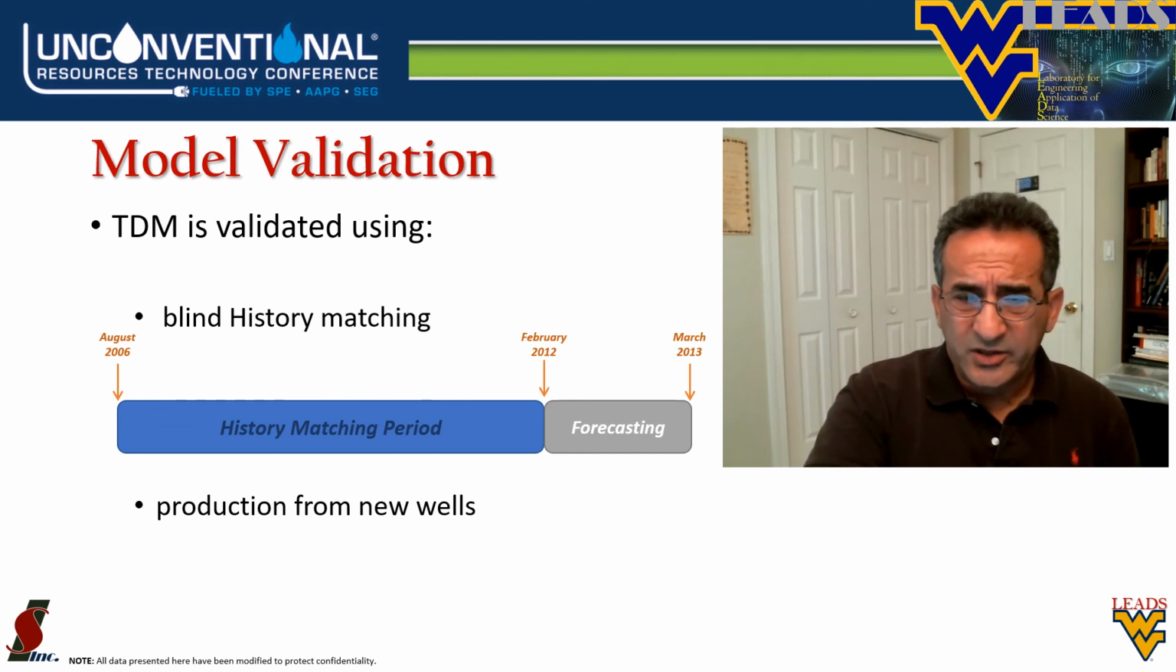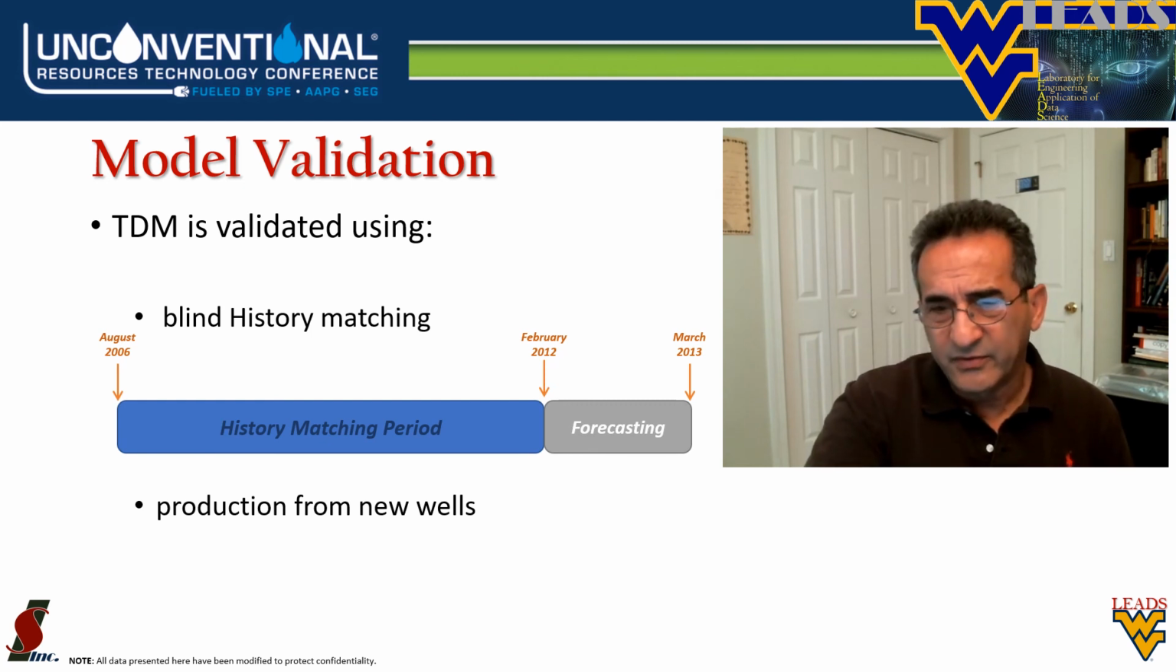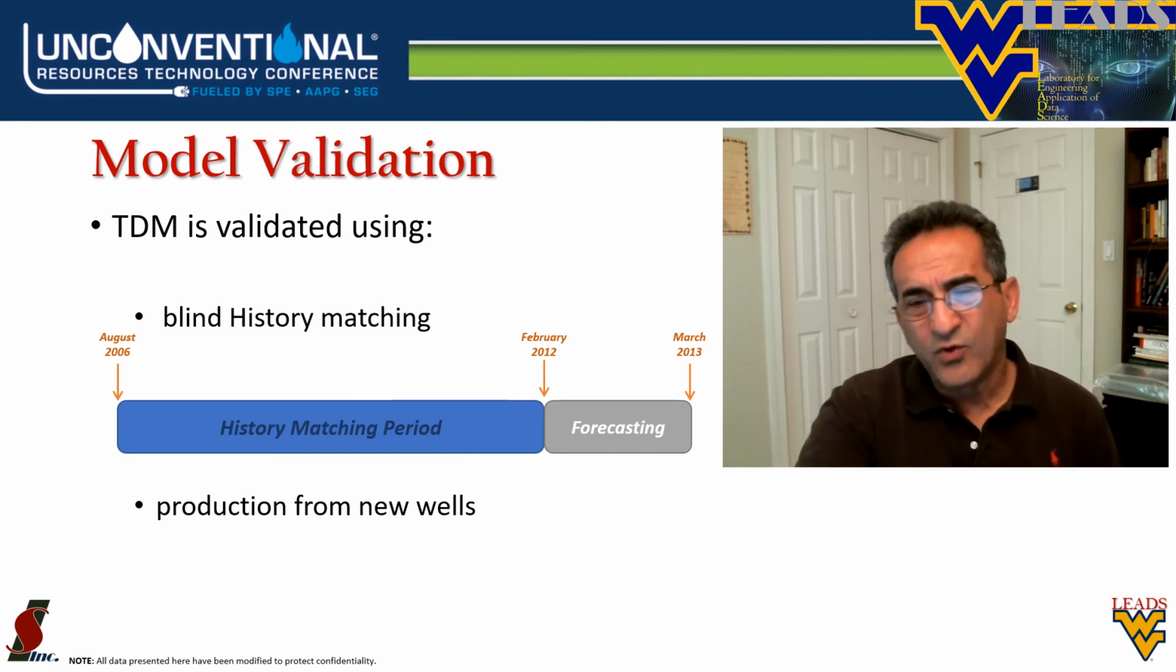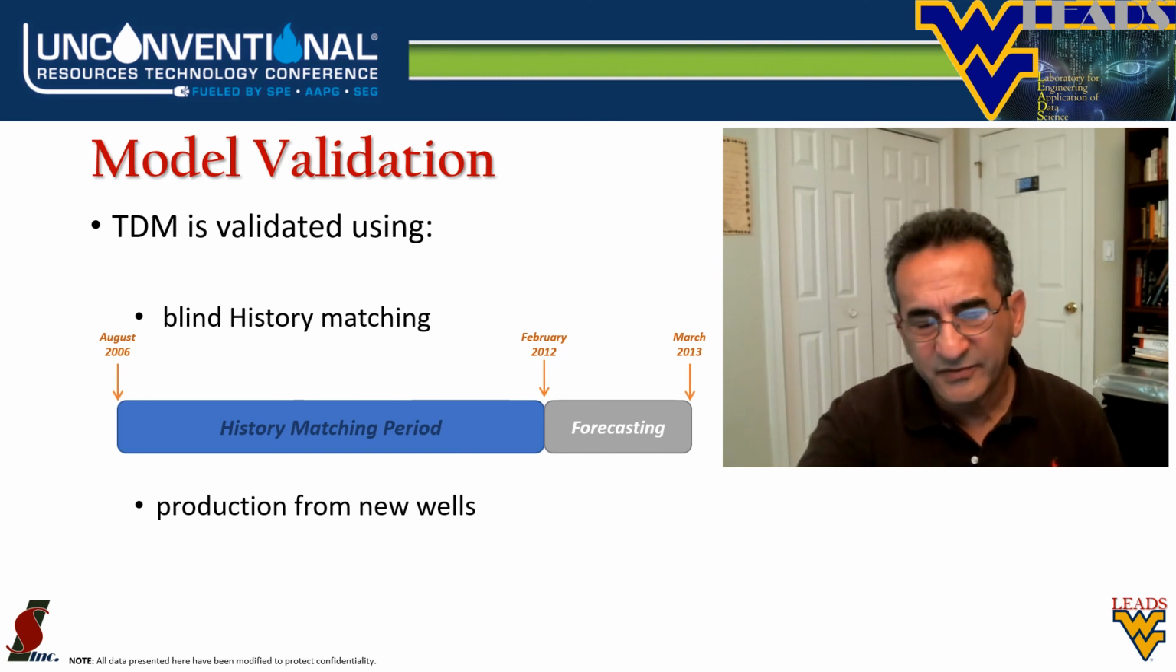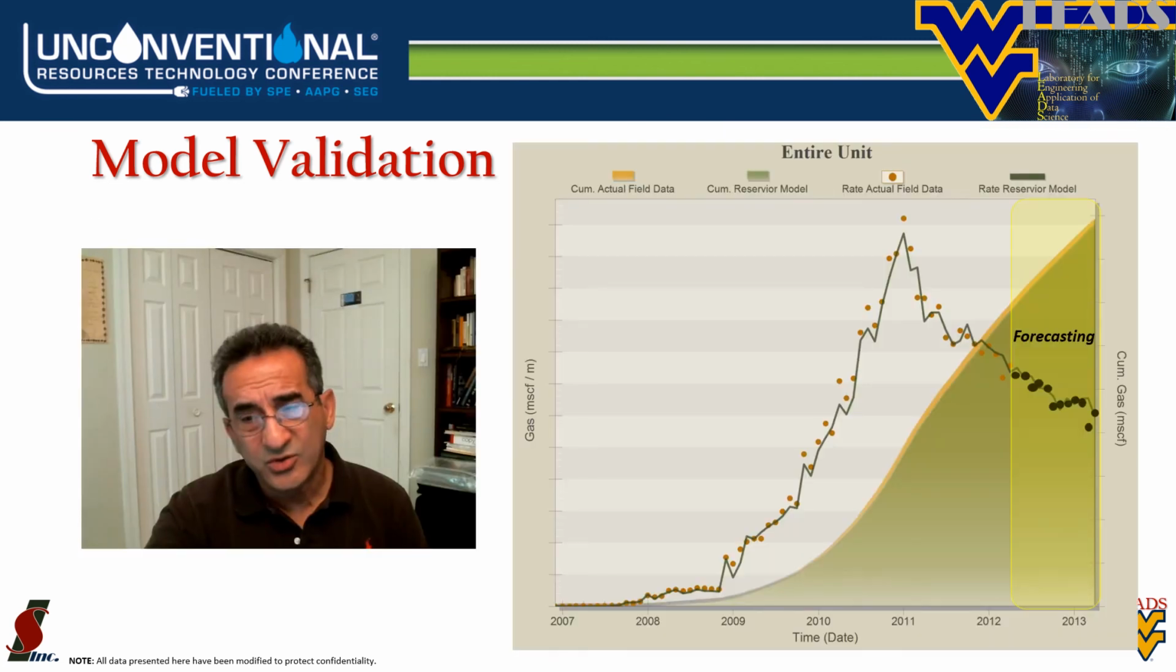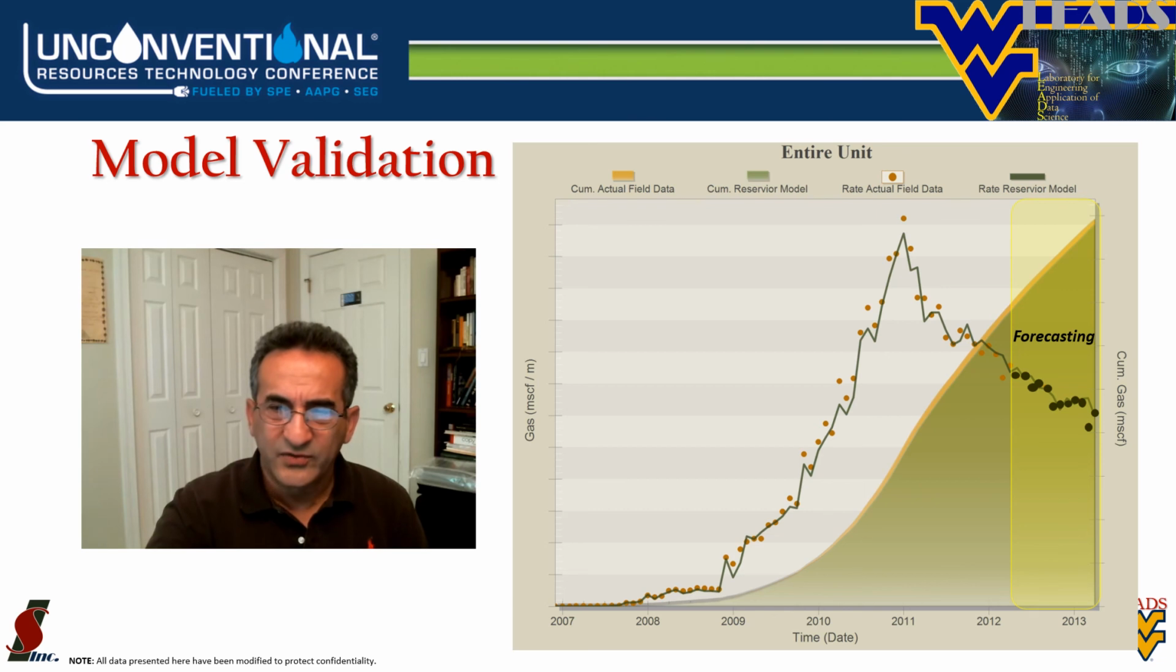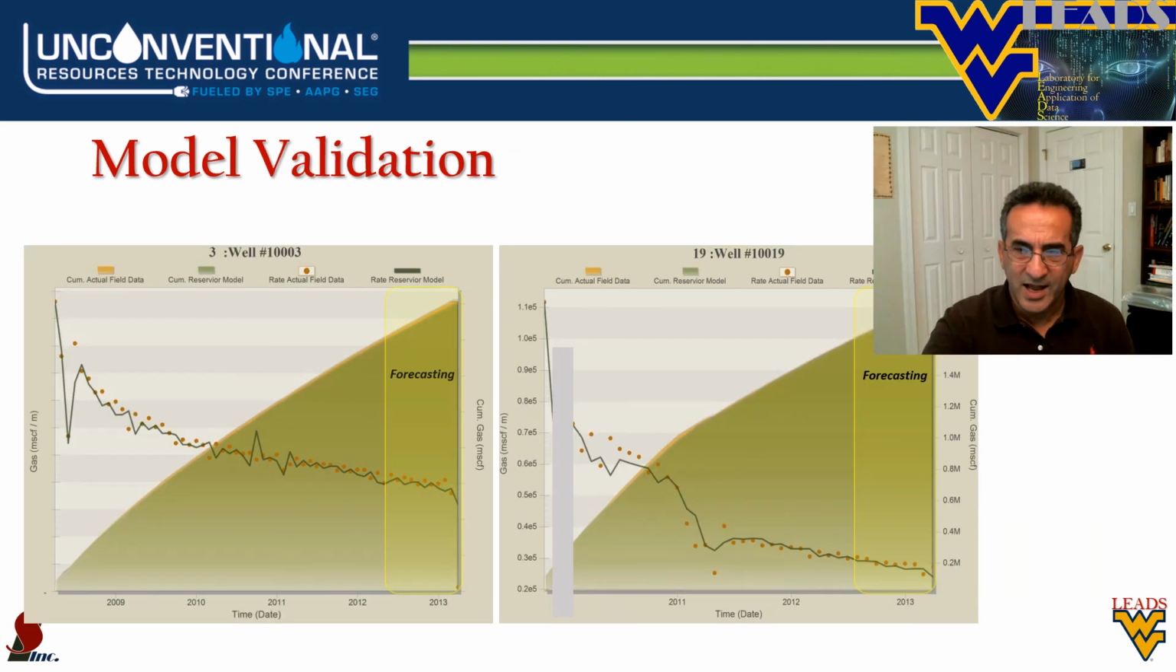The data started from the beginning to the end. What we did, we removed about a year's worth of data, and we built a model and history matched on what you see here in the blue, and then we forecasted, and then we compared the forecast with the data that we had to see how good it was. You can see the result. The forecasting of the top-down modeling was very accurate compared to what we had in reality.